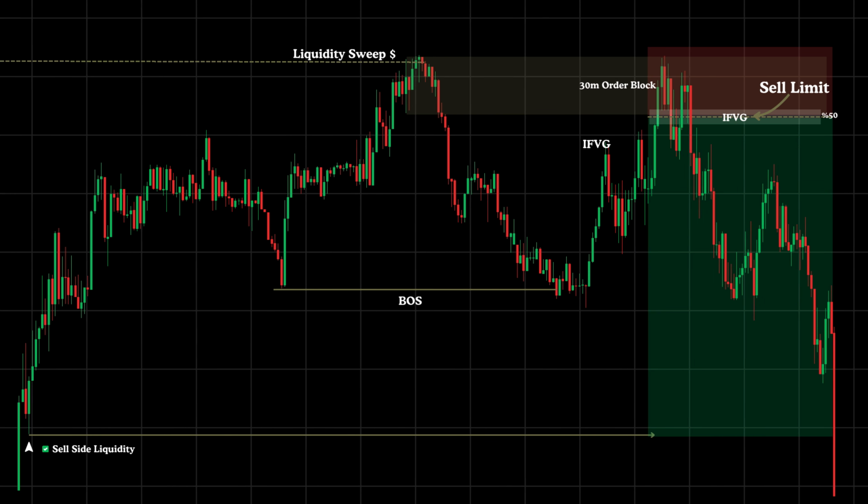As you can see, price pushed slightly higher, triggered our sell limit order, then quickly reversed downward with strong bearish momentum, perfectly hitting our take profit.